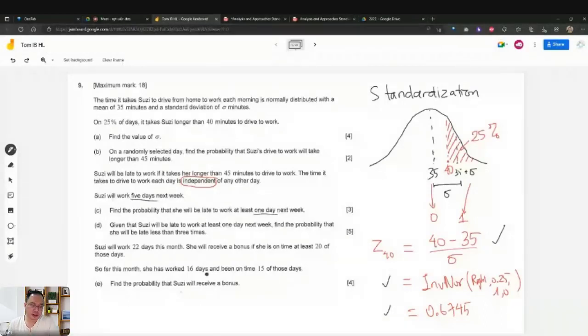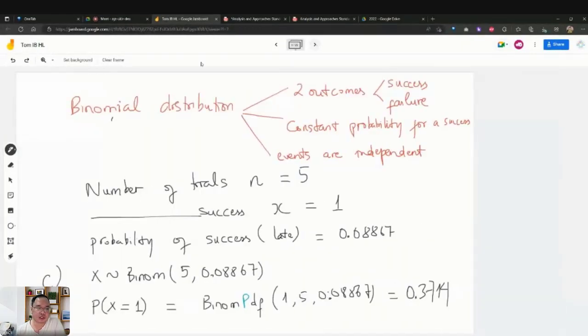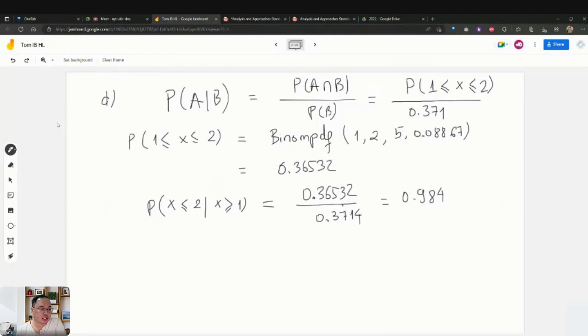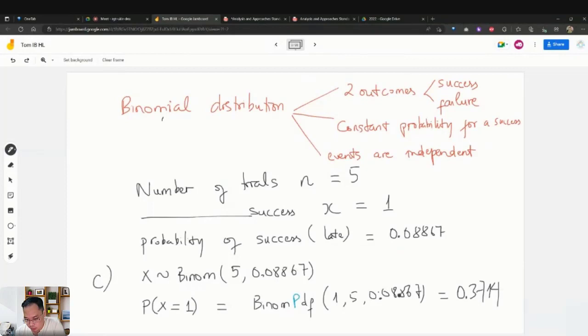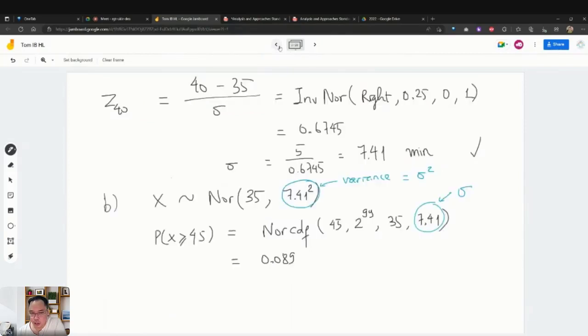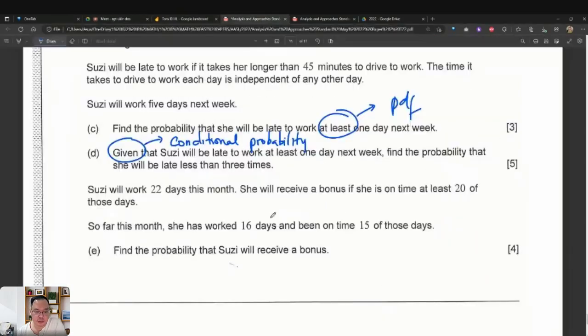So the probability that she will get that bonus is from the binomial distribution with the number of trials being 6. It's difficult here, because this value, 0.08867, is the probability that she is late for 5 days going to work. The number of trials there is 5 days. But for this last question, the number of trials is not 5 days, but 6 days, from 16 days to 22 days.